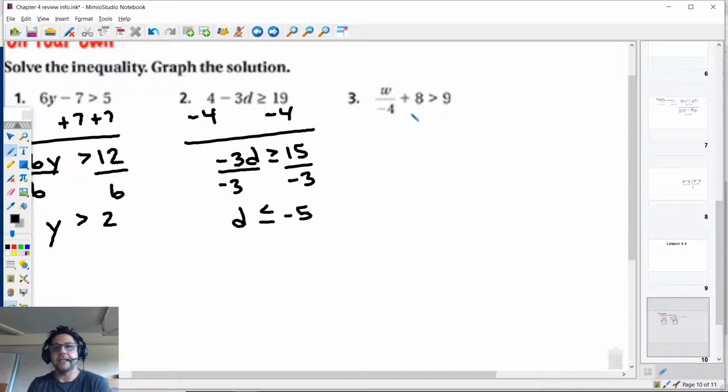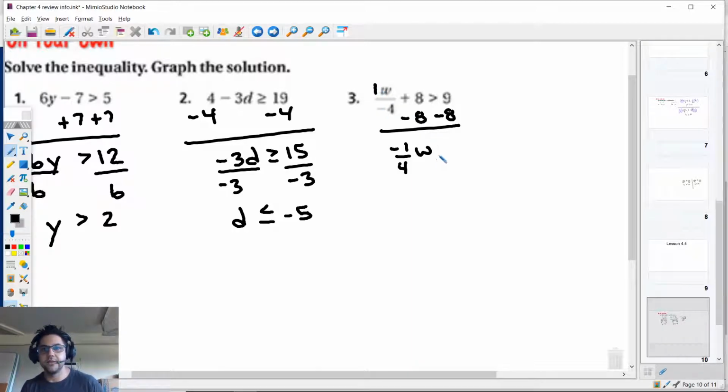All right, number 3, subtract 8 from both sides. I'm actually going to rewrite it as -1/4 W. I like the way it's presented that way. Normally we don't have the negative sign at the denominator, so I brought it up to the numerator, and of course there's a hidden 1 there. Looks a lot better. 9 subtract 8 is 1.